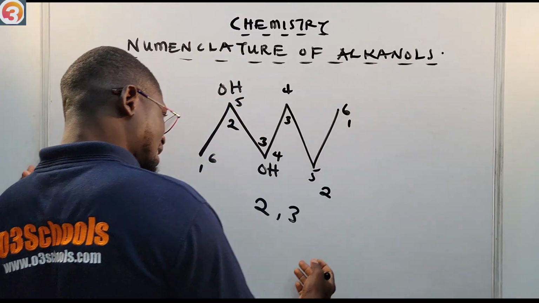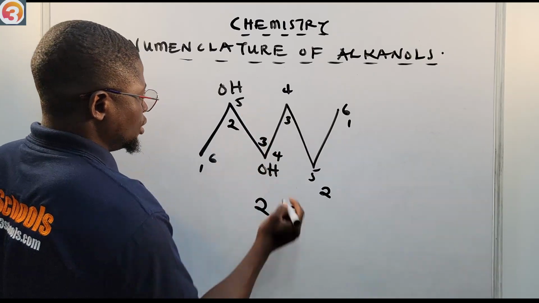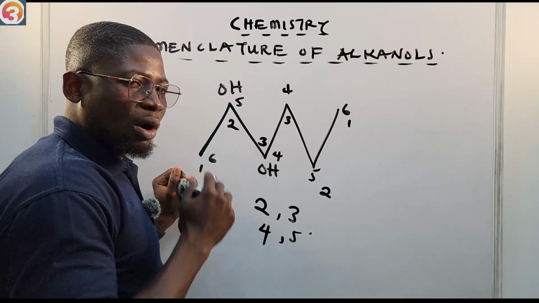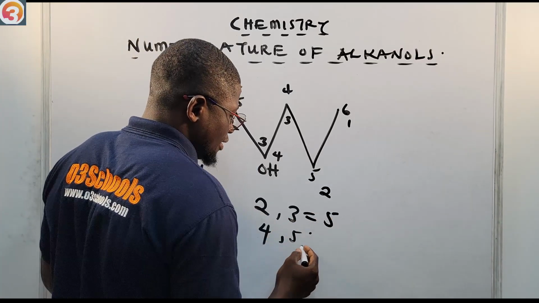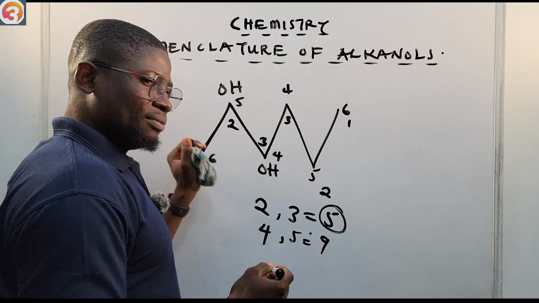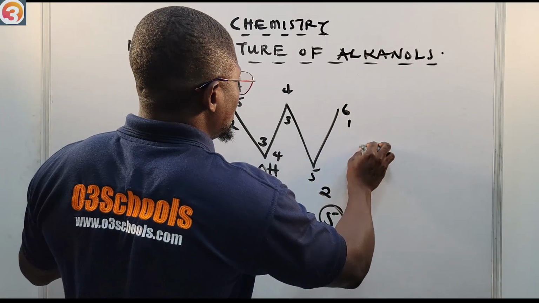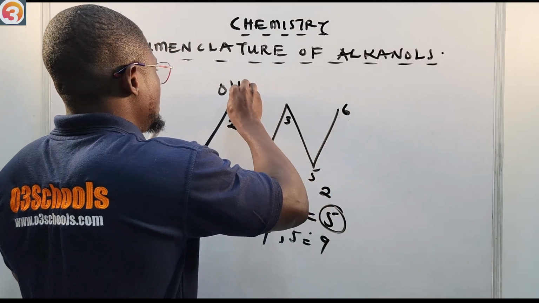From right to left, it will now be on position 4 and on position 5. Okay, so we'll take the shortest route to our OH groups. The shortest link will be this, which is 5, while this one is 9. So this is the numbering we'll take. We'll take the numbering from left to right as the correct numbering. So this one now will not work. Okay, so now let's take this off.